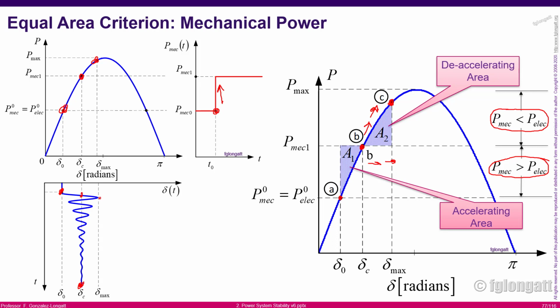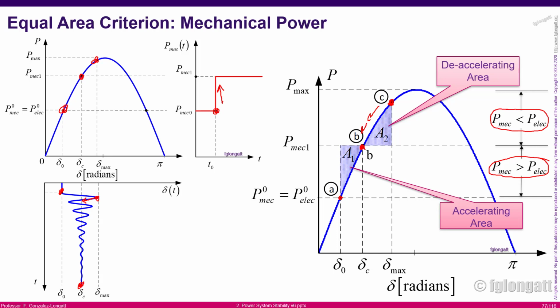We are here. But there is a problem. There is a moment here at C where the rotor reaches a maximum angle, and then you have a problem, because now the electrical power at this point is bigger than the mechanical power, and the machine starts to decelerate. Now the machine is moving in this way.